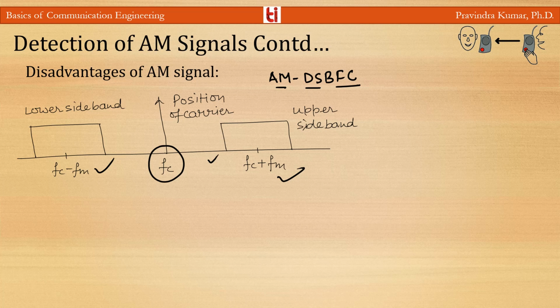The transmission of AMDSBFC is inefficient because 2/3 of the power is wasted in the carrier, which has no information. The information is contained in the two sidebands only, but the sidebands are images of each other. So this is the upper sideband and this is the lower sideband, and these two sidebands are images of each other, and hence both of them contain the same information. So all information can be conveyed by only one sideband. So why are we using two sidebands? We are wasting our transmitted power in this case.